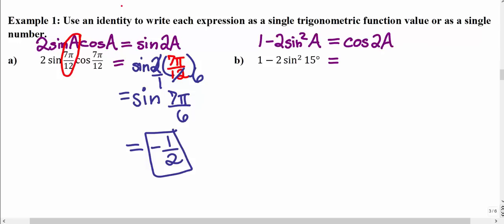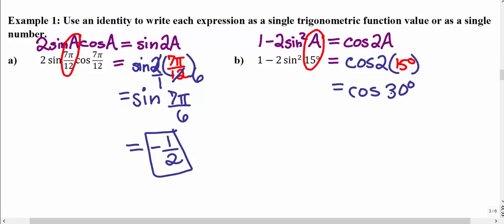So our angle A in this expression lines up with 15 degrees. So this would be equivalent to cosine of twice that angle A. So cosine 2 times 15 degrees. And we simplify. That would be cosine 2 times 15 is 30 degrees. And cosine of 30 degrees, we know that measure without a calculator, that would be the square root of 3 over 2.